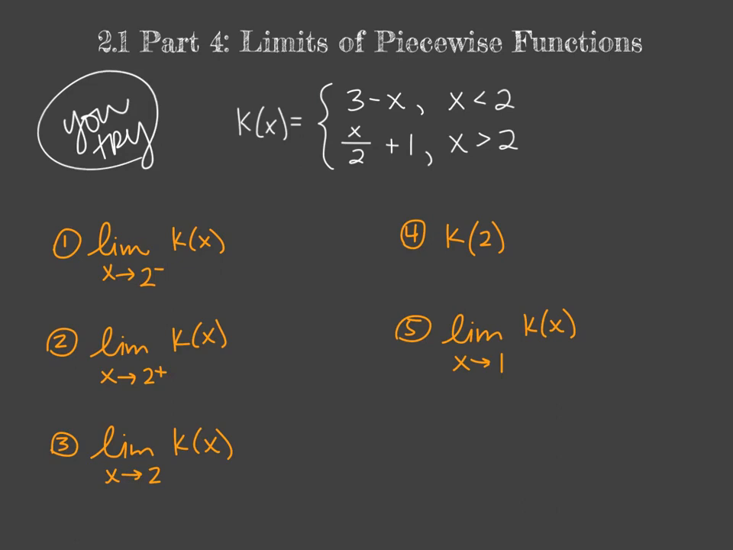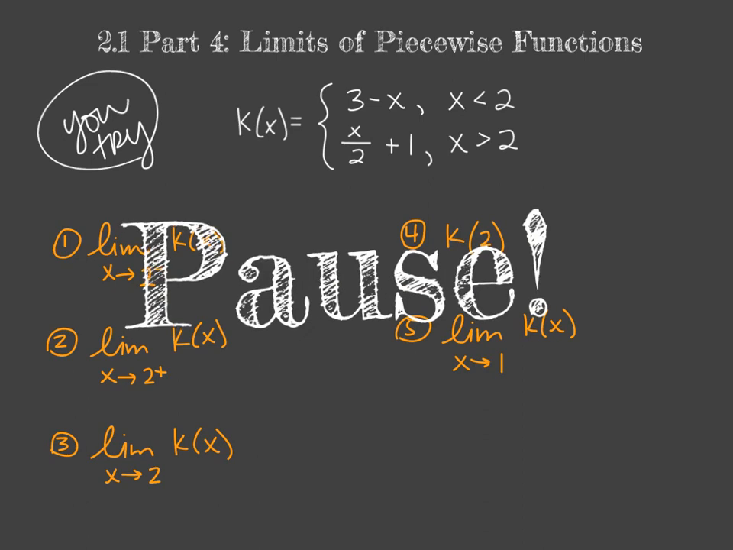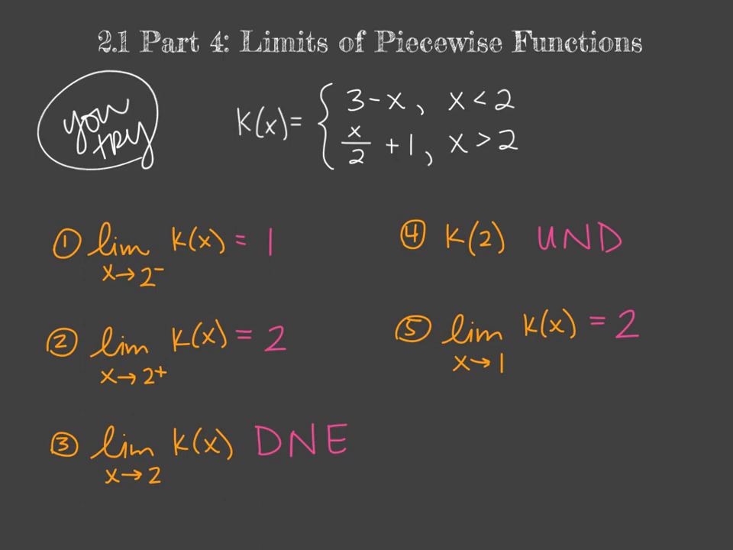These last 5 questions will be a you try, so go ahead and get this written down. All right, go ahead and pause the video and then hit play to see your solutions. Here are the solutions. As we approach 2 from the left, we want to look here and use direct substitution. As we approach 2 from the right, we want to look here and use direct substitution. Our left and right-sided limits as k approaches 2 both exist, but since they're not equal, the overall limit as x approaches 2 of k of x does not exist.